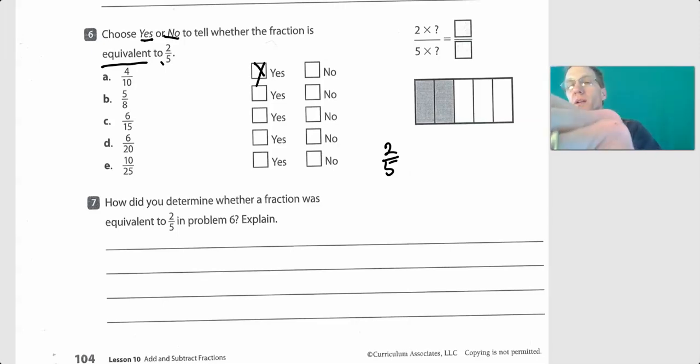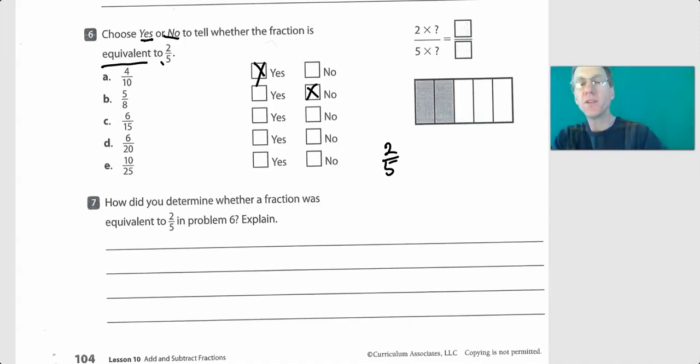Let's try the next one here. Let's try 5/8. 5 times. Oof. No, I can't. Even if I just double the number of pieces, I'm going to have 10. So this one doesn't work. There's nothing I can multiply. Okay, that one does not work. That's a no-go.